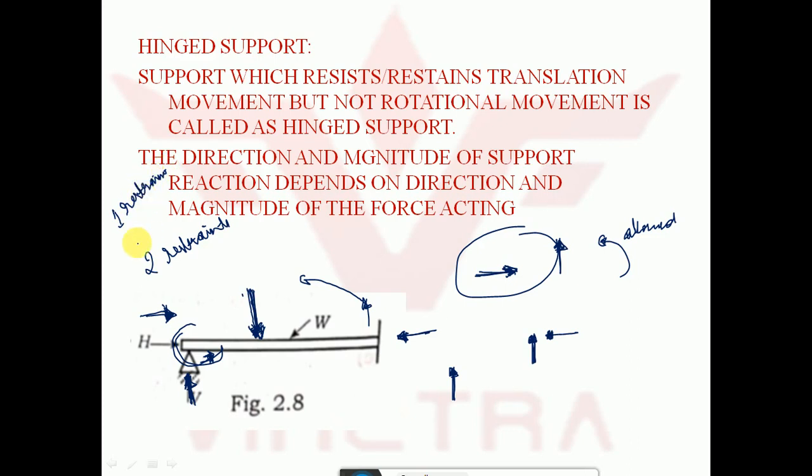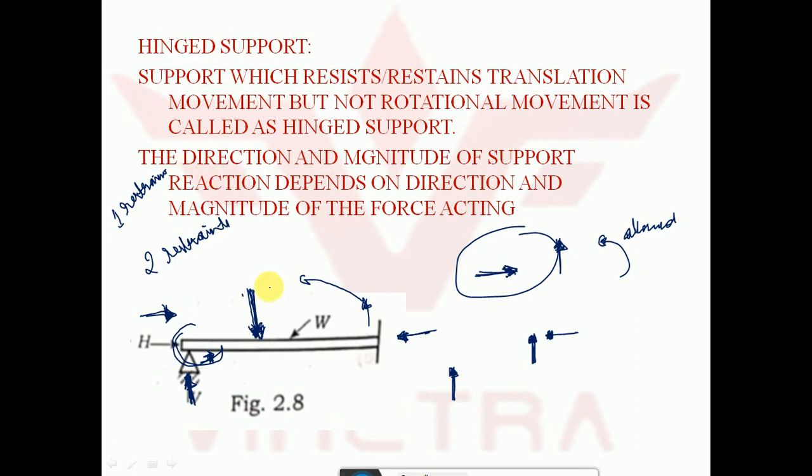Only about the contact surface, the movement is stopped. In the hinged support, two restraints, that is horizontal and vertical motion of the body, are restricted. Only rotation is allowed. Then it is called a hinged support.